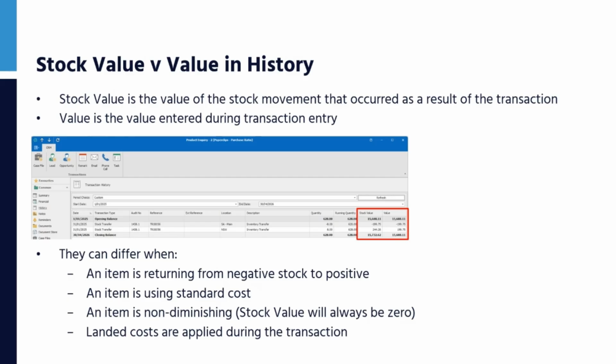If an item is using standard cost and the cost of acquiring that item in a transaction is different to the standard cost, you will get a difference. If it's non-diminishing, the stock value will always be zero, so there's no stock postings that occur for non-diminishing items, and landed costs also lead to a difference between the stock value and the value as well.